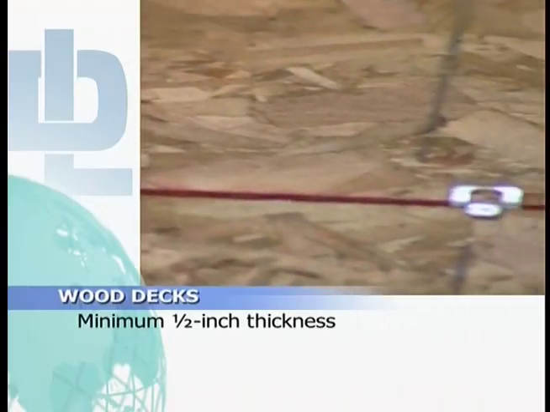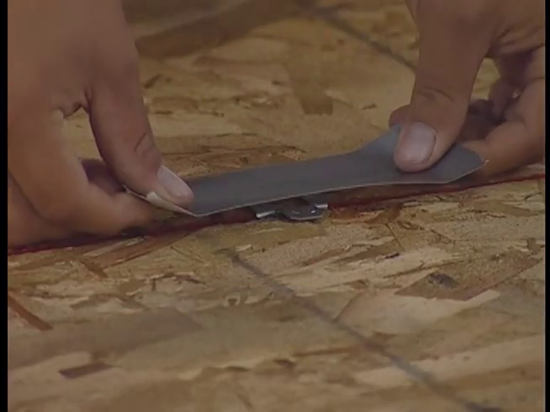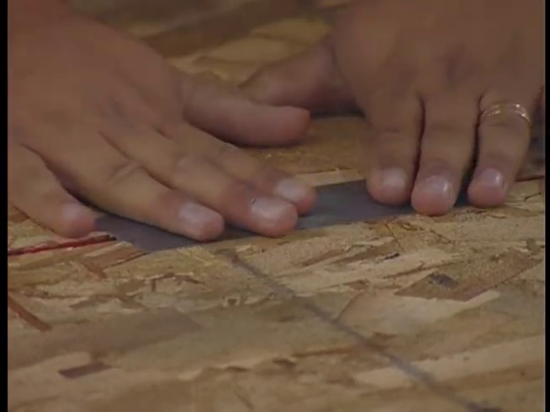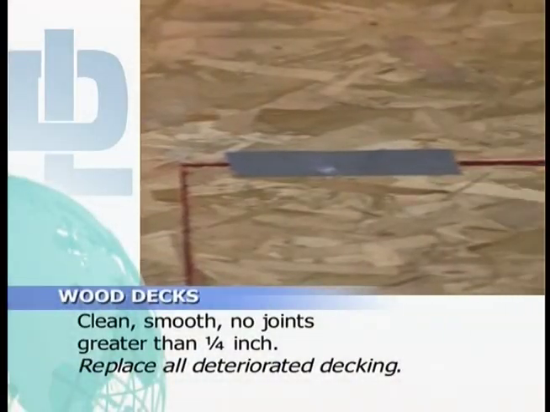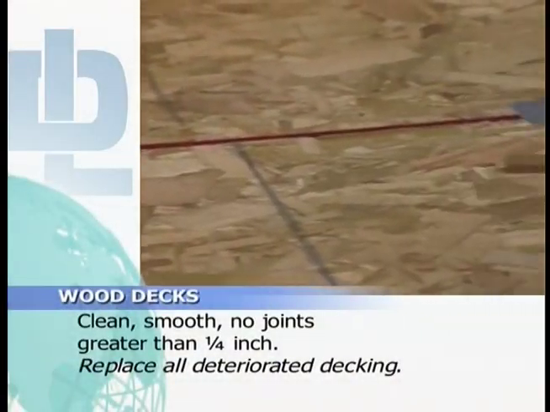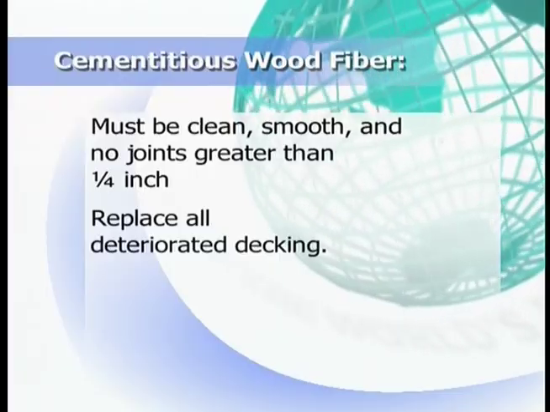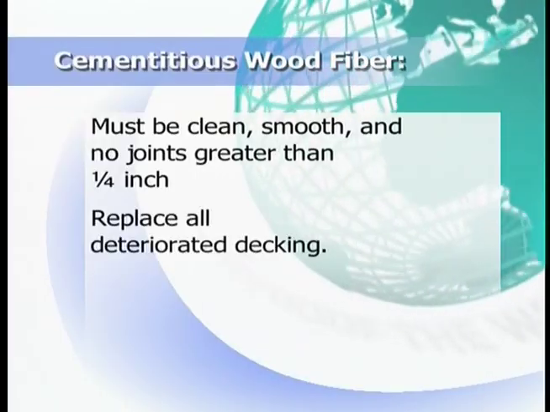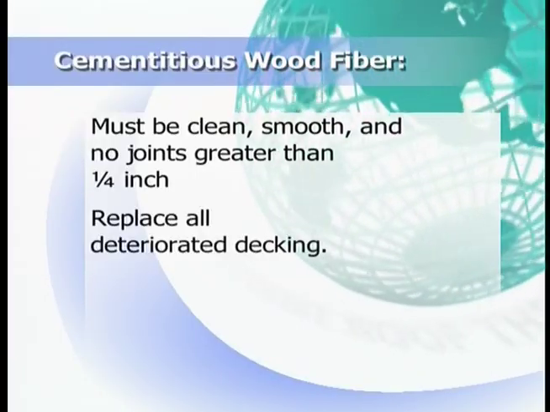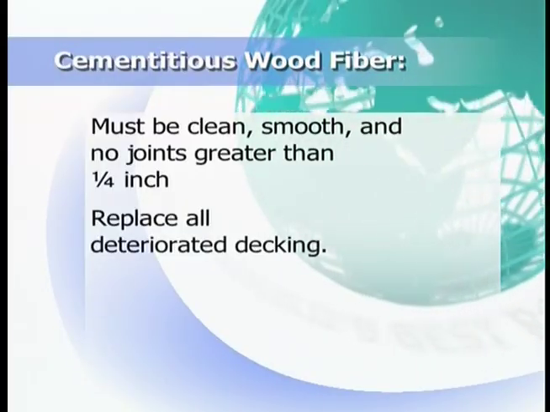For new construction or replacement on plywood decks, the wood must be a minimum thickness of 1/2 inch. If H-clips were used, cover them with duct tape or overlay the entire deck with a minimum 3/8 inch thick Duro-Last approved underlayment or rigid insulation. Decking must be clean, smooth, and have no joints or cracks greater than 1/4 inch. Replace all deteriorated decking. And for decks with cementitious wood fiber, there are only 2 rules. These decks must be clean, smooth, and have no joints or cracks greater than 1/4 inch, or a minimum 3/8 inch fan fold must be used. You must replace all deteriorated decking.